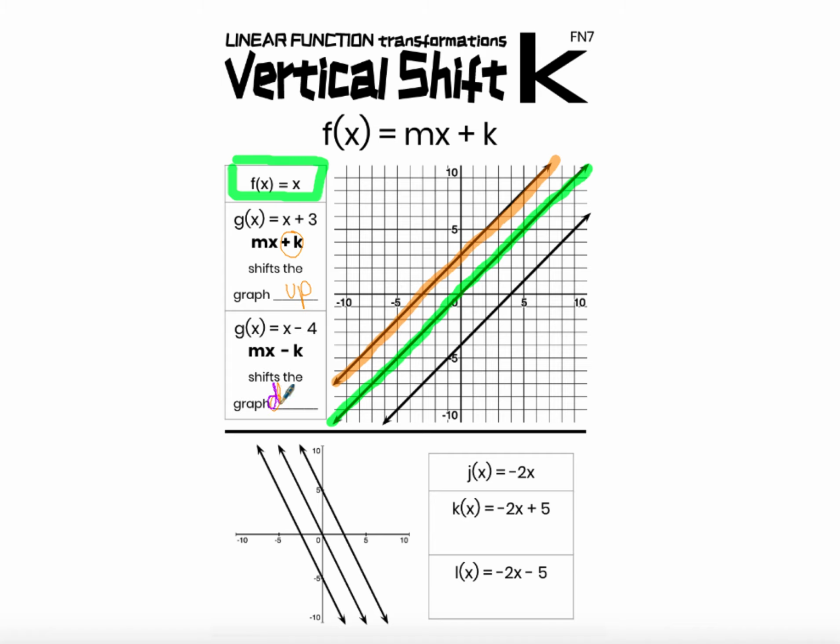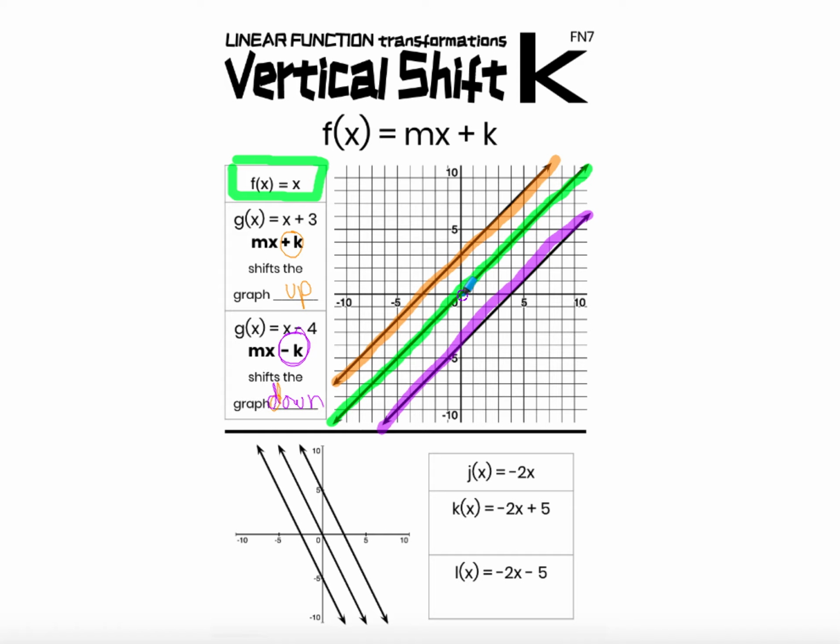A shift of the graph down. So when we are subtracting a value of x, that says down. And this is my graph of g of x equal to x minus 4. Again, of the two options, this is going to be easily matched to x plus 3 because I am going up, and this is going to be easily matched to g of x equals x minus 4.